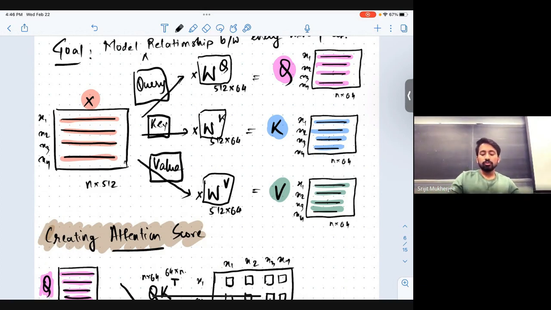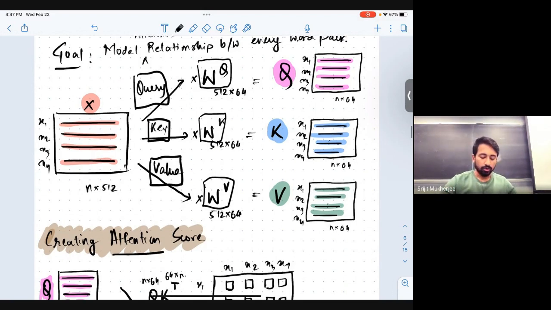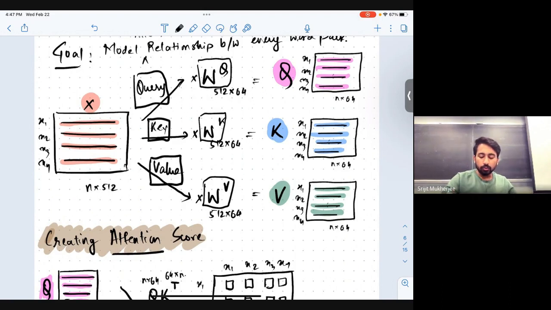Essentially we want to find a similarity between the two words, and then finally form an output of it to understand which pairs of words are related to each other and what score should be given. How? x is projected from n cross 512 to n cross 64 dimension by a weight matrix multiplication, which is of 512 cross 64 dimension.